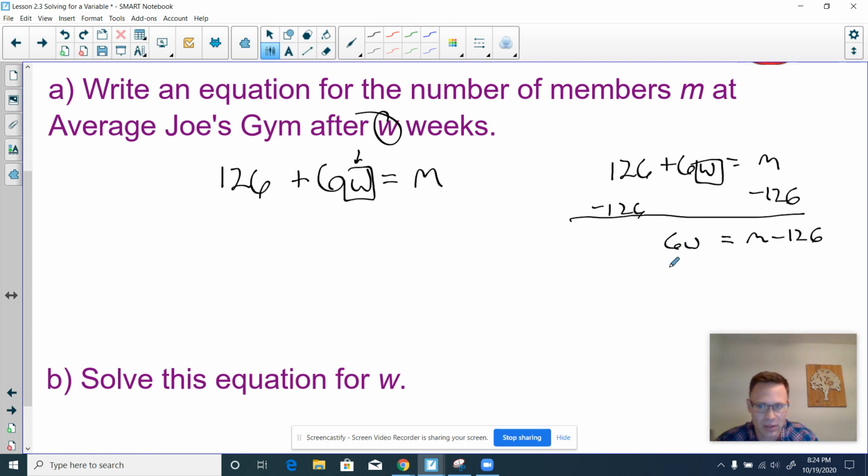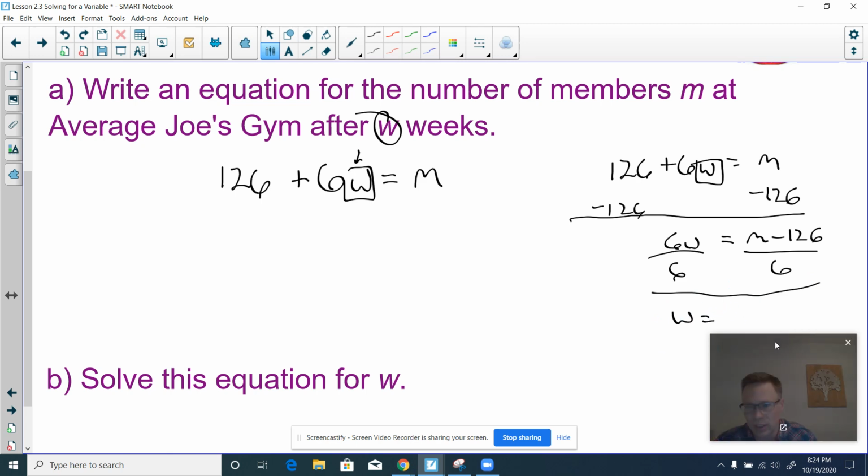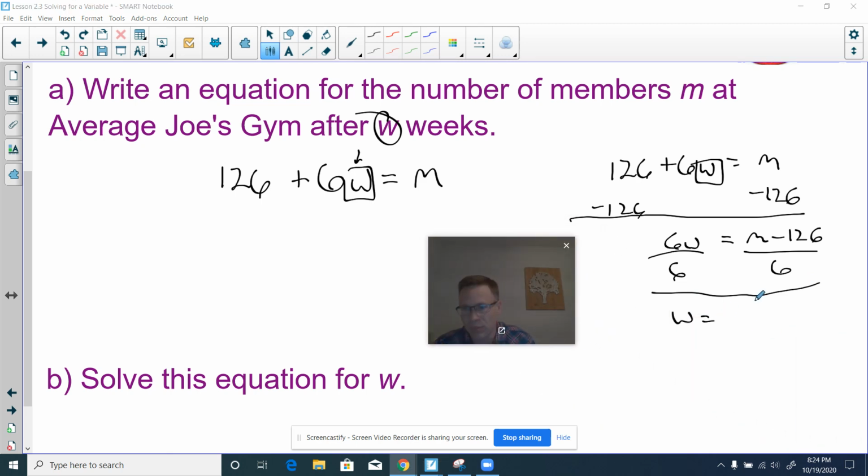Now what's happening to W? It's being multiplied by 6, so I'm going to divide by 6. And everything gets divided by 6. I can't pick or choose, which leaves me with W is equal to M minus 126 over 6.